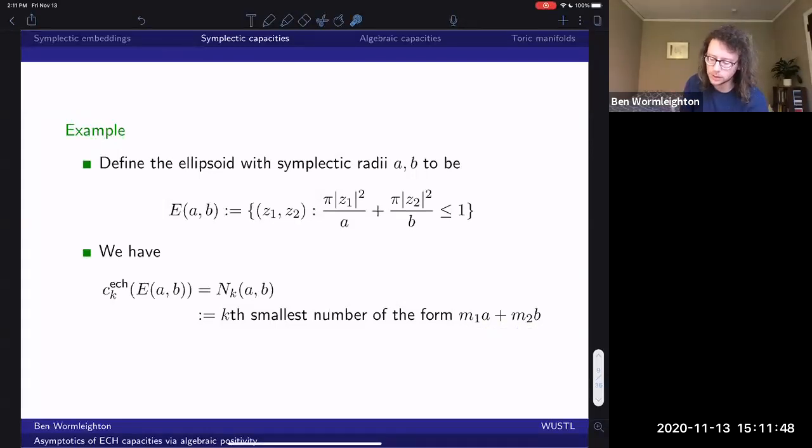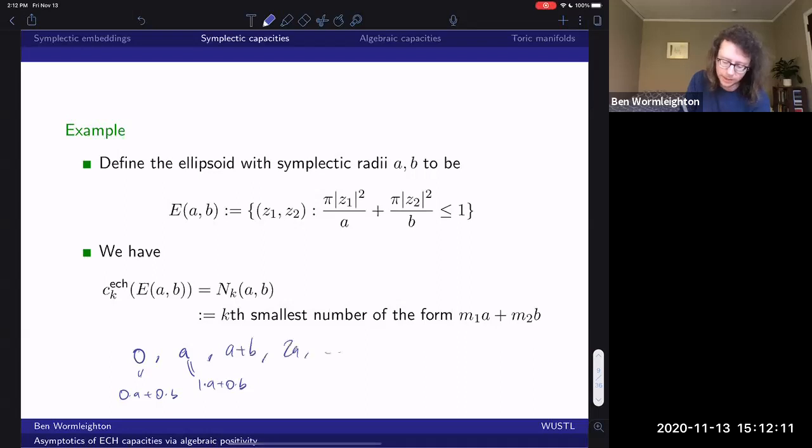It's a positive integral linear combination of A and B. Okay, so the sort of thing this could look like: we start with 0, which is 0 times A plus 0 times B. Then perhaps A, in other words, 1 times A plus 0 times B, and then maybe we have A plus B, 2A, depending on how big A and B are relative to each other. So it's just this set of numbers written out in increasing order. And I'll denote the sequence by N_k(A,B).